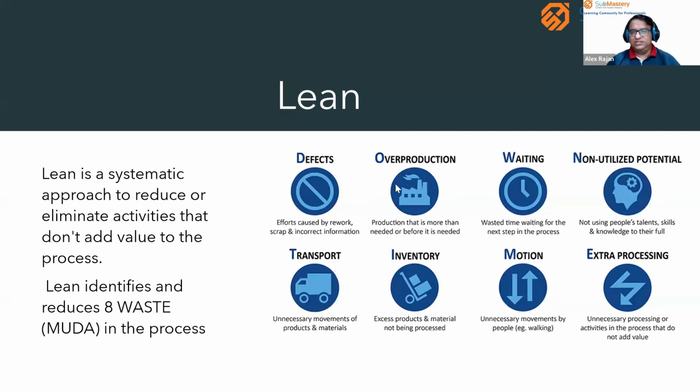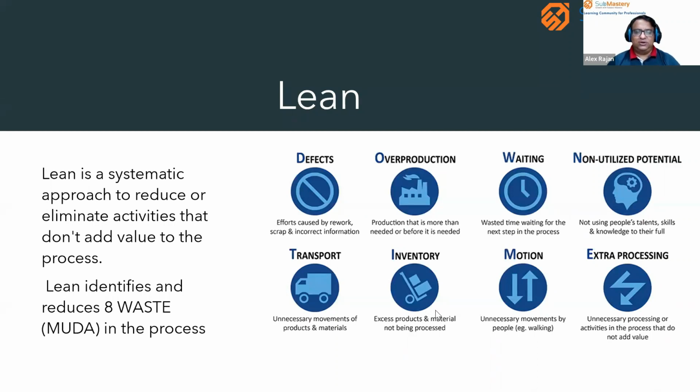Overproduction and inventory: the difference is that producing more than required, or before it is required, and more than the customer's demand, is called overproduction. Inventory is when we are not processing it, or when we are producing and not storing it, or not dispatching it, or any material which is not being processed. When I say excess product, it would be work in progress. The inventory is between the steps, or one sub-assembly part is there between the steps. So inventory, or work in progress, is also called inventory waste.